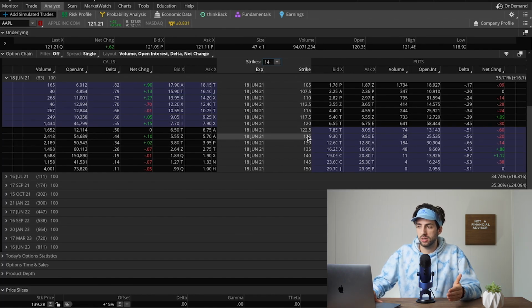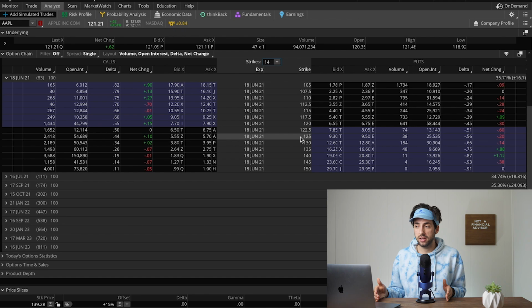So as you can see right here, this is the $125 strike price for Apple. What does this mean? If after June 18th, so basically Friday at 4:01 p.m., Apple is not above $125 a share, this contract will literally be worth $0. If Apple's stock price is above $125, then you have the option to buy 100 shares of Apple at $125. So you're basically buying the stock at a discount.